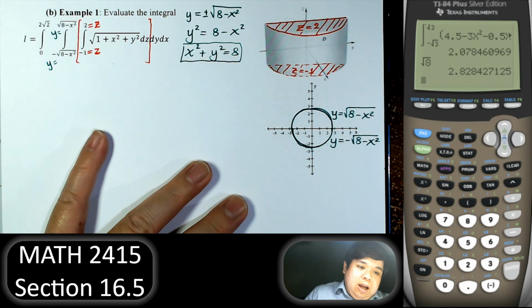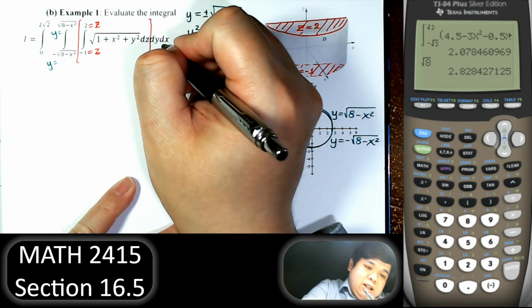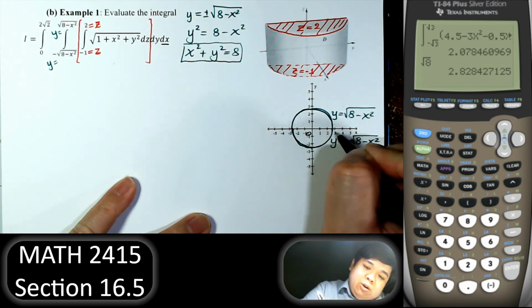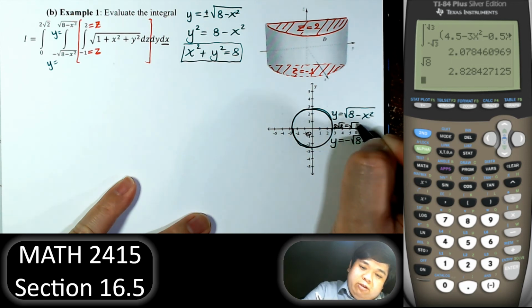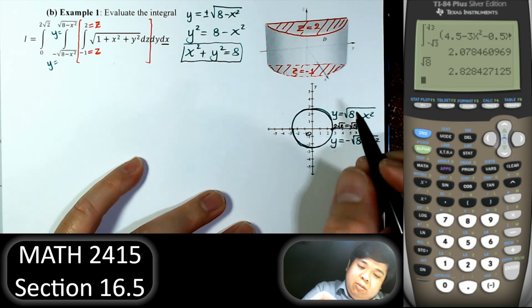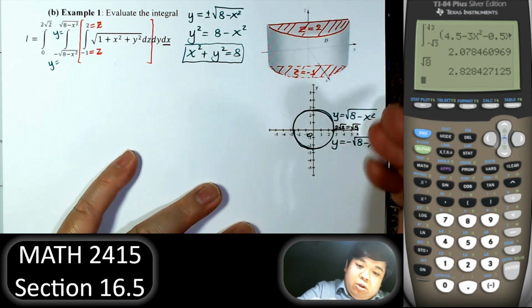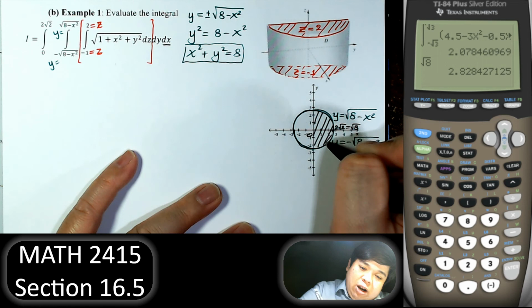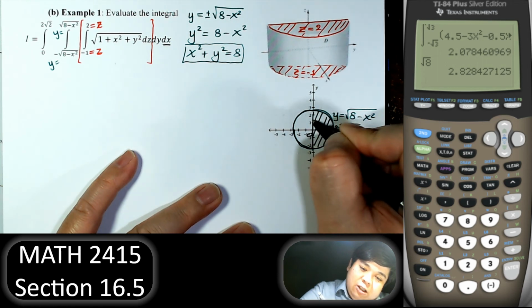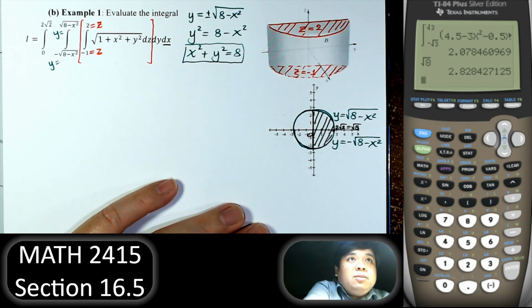And then finally, the x goes from 0 to square root of 8. So apparently we only go from 0 to 2 square root of 2, so we'll talk about this half of a disk on the right hand side. Right.